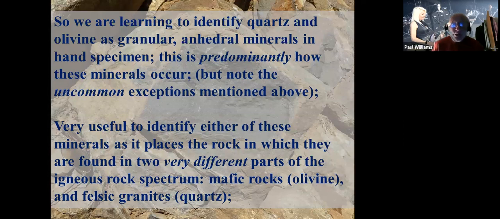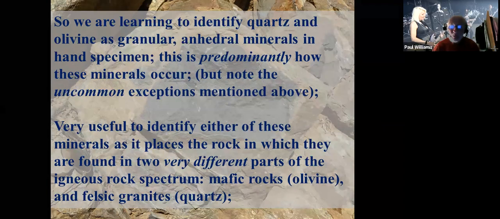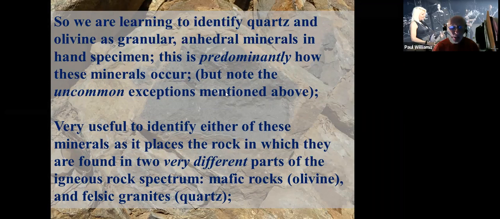Right, okay, where are we so far? Well, we can identify quartz. Quartz is granular. Olivine is granular. These are anhedral minerals. And as I say, remember that there are exceptions. Sometimes you can find good examples of quartz, and similarly, you can, under some conditions, find good examples of olivine crystals in your rock specimen. But predominantly, they will be that anhedral habit.